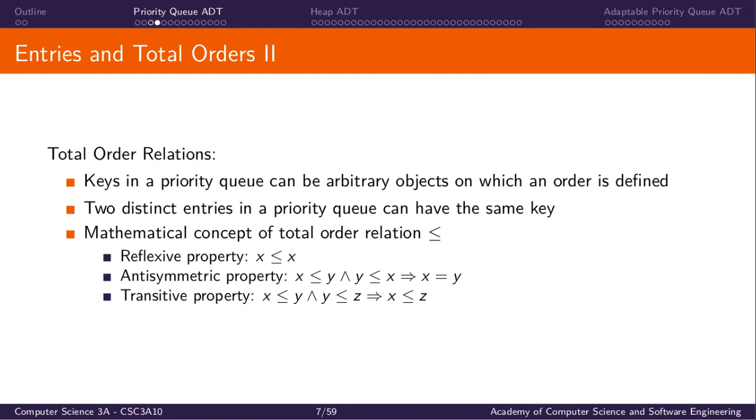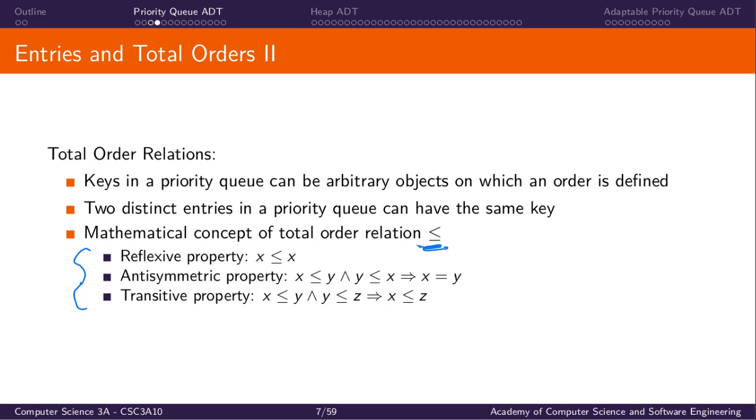All right, so because these keys can be anything, we need to have some way to be able to compare them. And what we need there is called a total order relation. So the notation that's given here is not the same thing as less than or equal to, right? It's a stand-in for some operation that will allow me to compare two things. And it should meet these conditions.